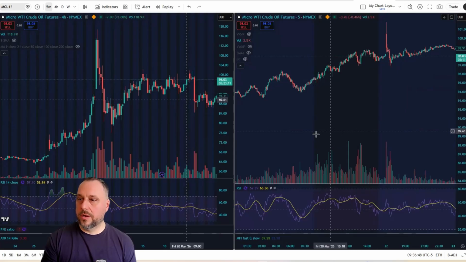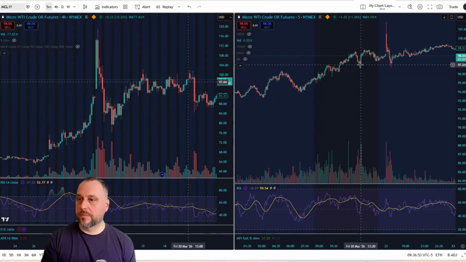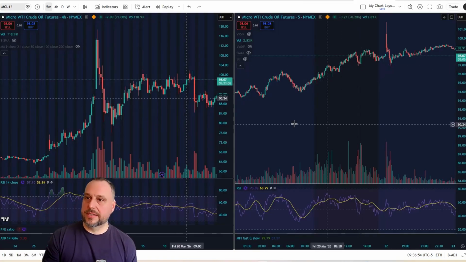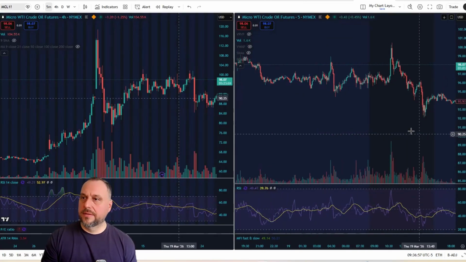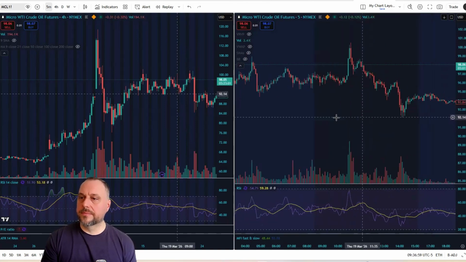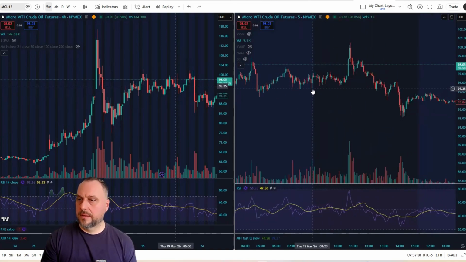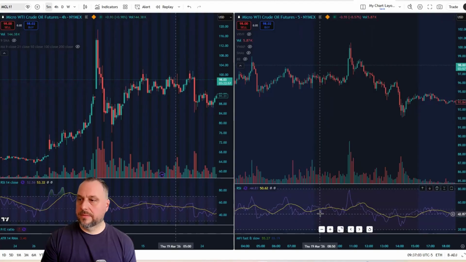There would have been no RSI signal here. You maybe could have viewed this as one, but I don't like to trade this late in the day if I'm day trading. And again here, yeah.